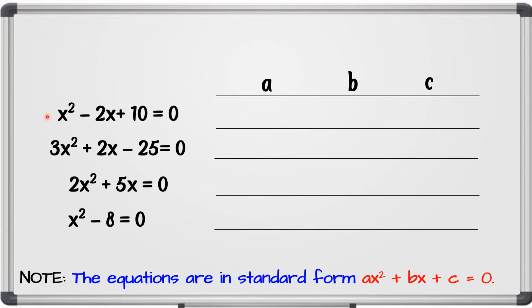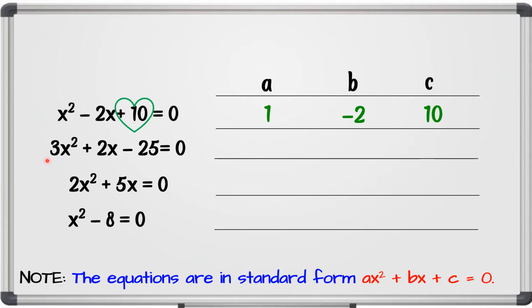So first example, x squared minus 2x plus 10 equals 0. The value of a is equal to 1, because if there is no number before x squared, that is assumed to be 1. Next, b is equal to negative 2. It is the number before x. And c is the constant term, which is 10.